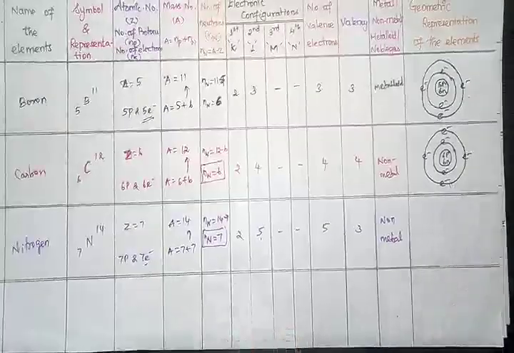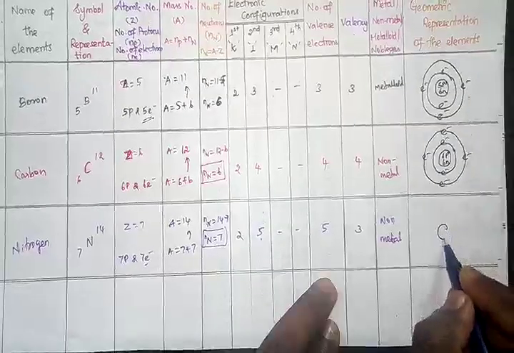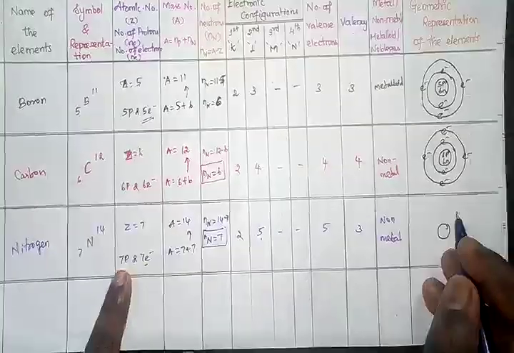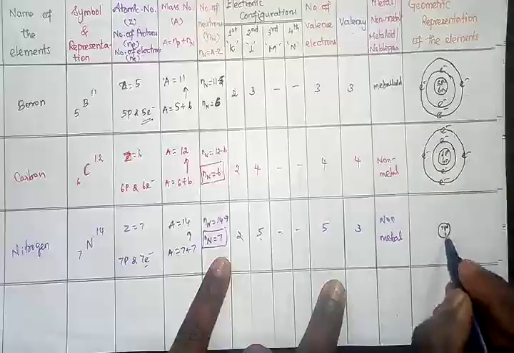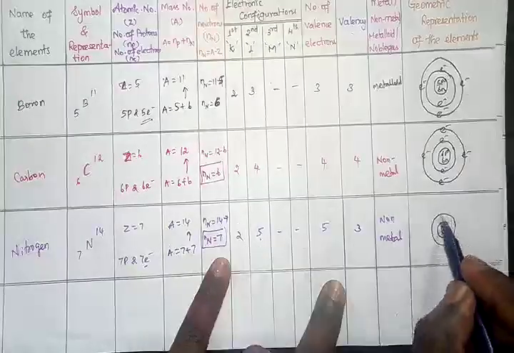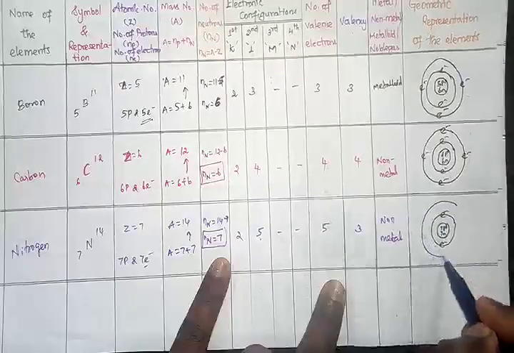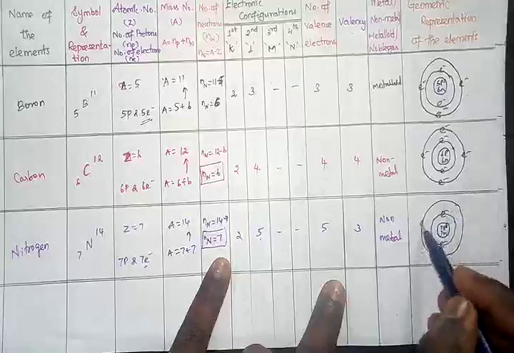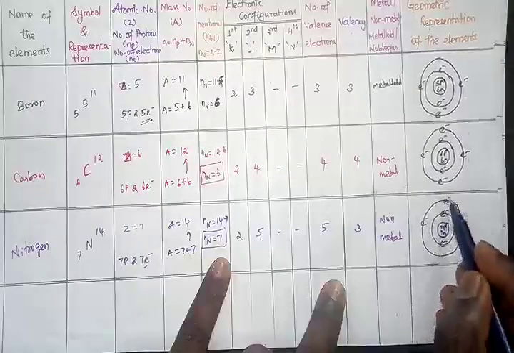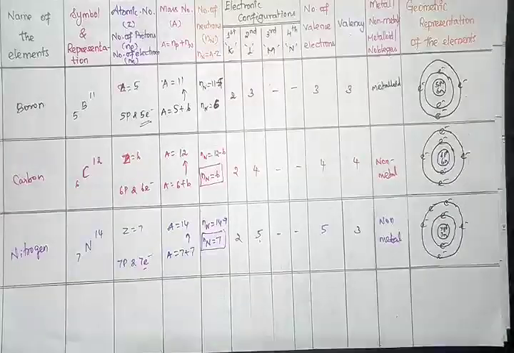So let us draw the geometrical representation of nitrogen. First you draw the nucleus. It consists of 7 protons and 7 neutrons. Then in the K shell we have 2 electrons, and in the L shell we have 5 electrons. You draw the L shell, and then 1, 2, 3, 4, 5. Got it. So this is how we can easily draw.